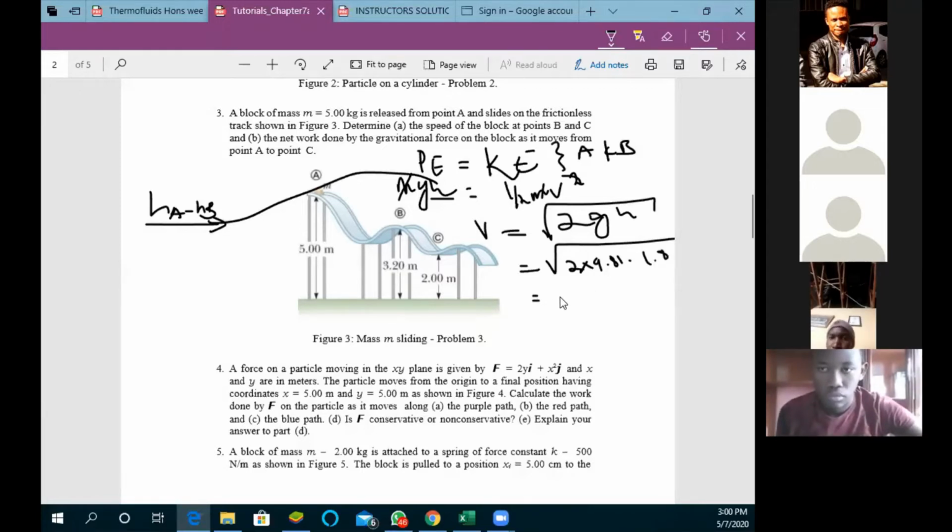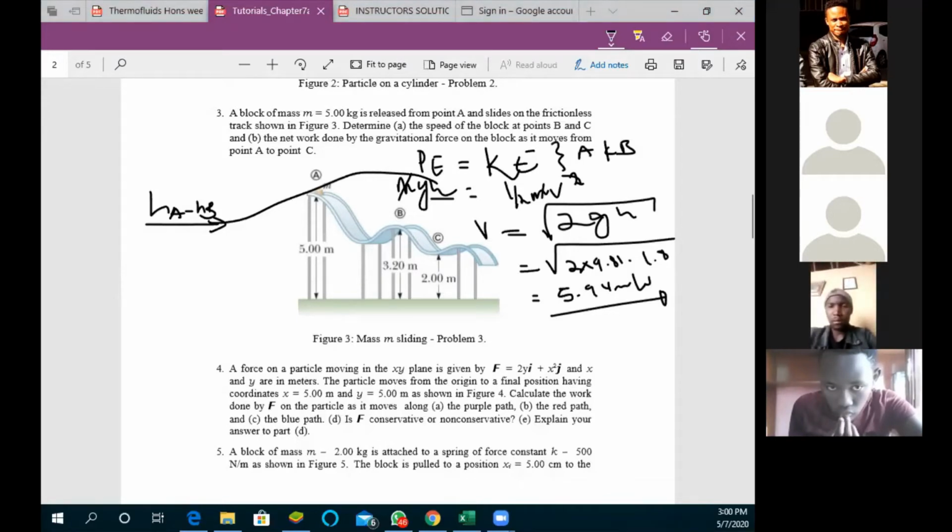So what do we get here? Are you guys getting 5.9 meters per second? Yes, 5.94 meters per second. Great. Now let's move on. So there was an error here. I calculated for B, it was supposed to be B and C. Oh, no, it's fine. This is the speed of the block at point B. Now I'm going to find the speed of the block at point C.